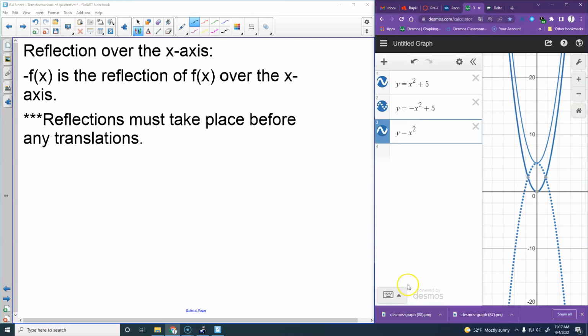and I was, whoever's got music on needs to cut it off, please. Somebody's definitely got it. All right, so y equals x squared.